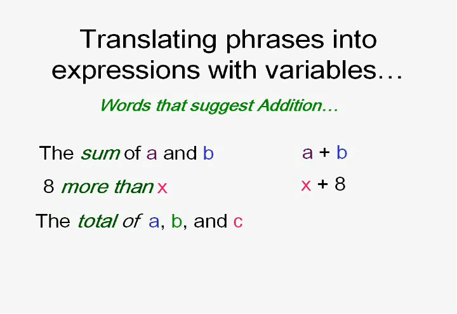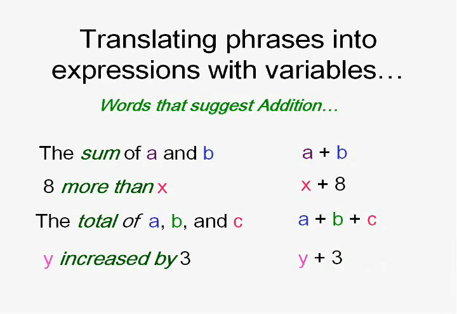The word total smells like addition, doesn't it? The total of A, B, and C means add them up. So A plus B plus C in math language, if you would. Increased by is another one. Y increased by 3. You took y and increased it by 3. Can be interpreted as y plus 3. So these are some of the words you might want to get to know for addition.